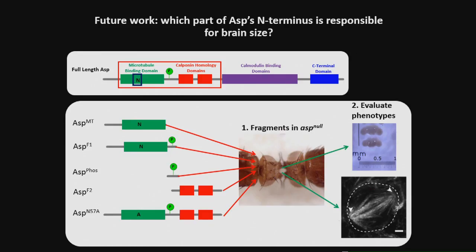And so what I am doing now currently is going through this N-terminus with a fine-tooth comb, trying to find the smallest domain that I can that will rescue the microcephaly phenotype. And I'm also looking for other cell biology phenotypes that might point towards a mechanism by which Asp is able to determine proper brain size.